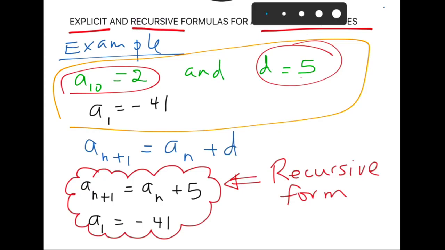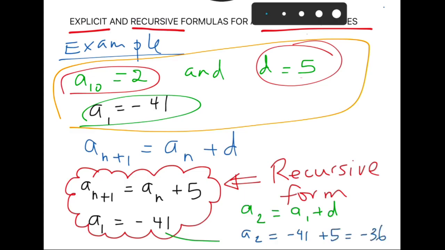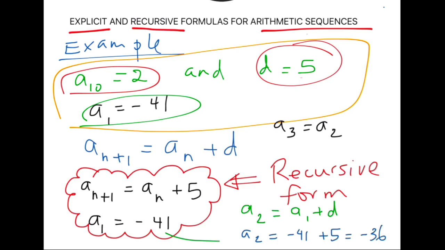So for example now, what is a2? Well, a2 is a1 plus d, and a1 is of course given to us. We already found it previously, which is here. So a2 is a1, negative 41, plus d, which is 5, and that will give us negative 36. What is a3? Well, I can't find a3 unless I have a2, and then a3 is a2 plus d. a2 has already been calculated. So I will end up having a3 equal to negative 36 plus 5, which is negative 31.